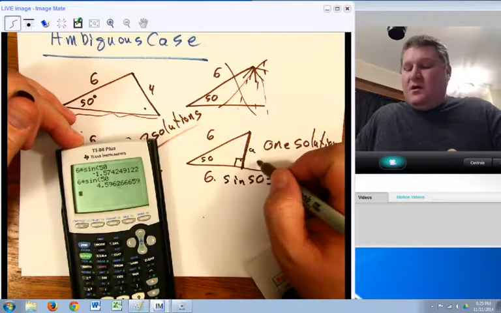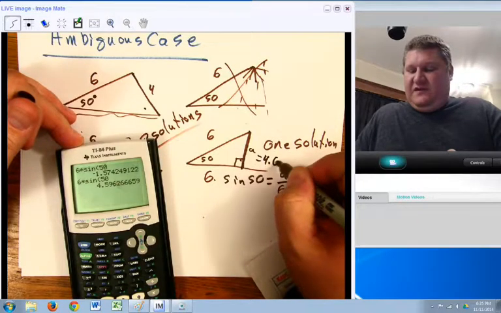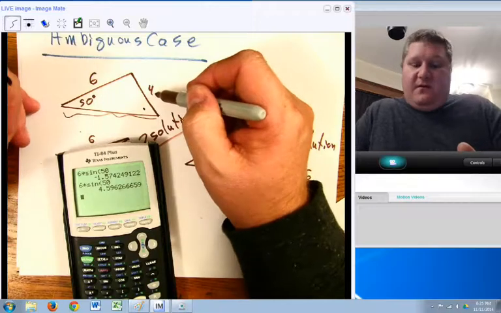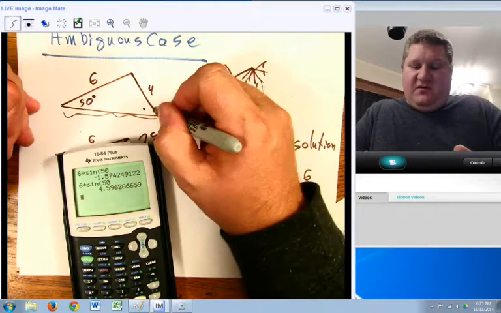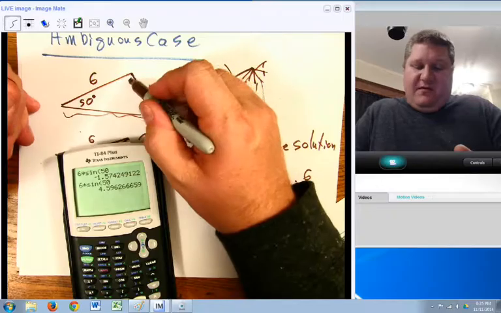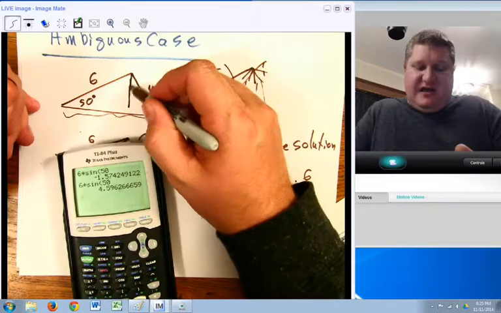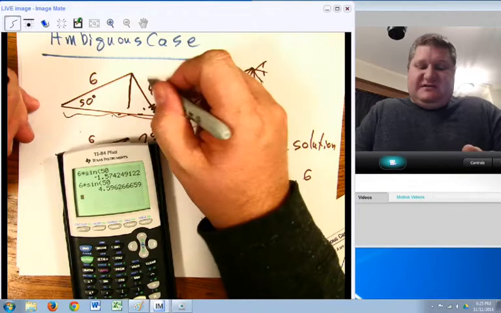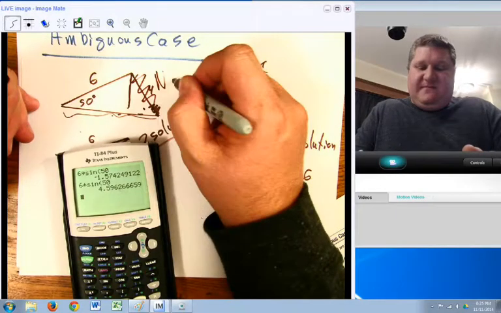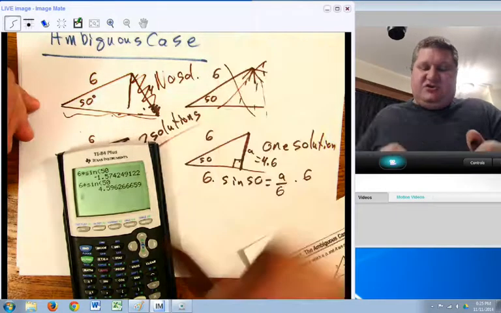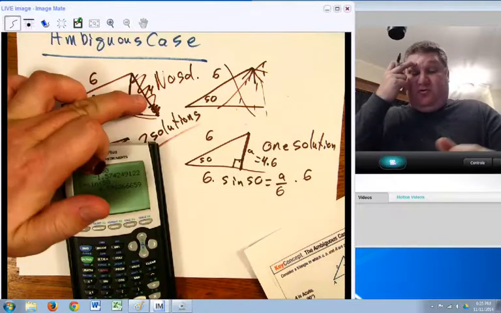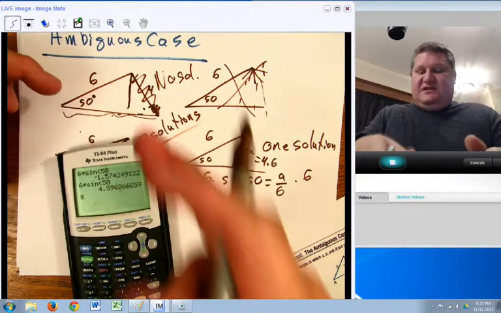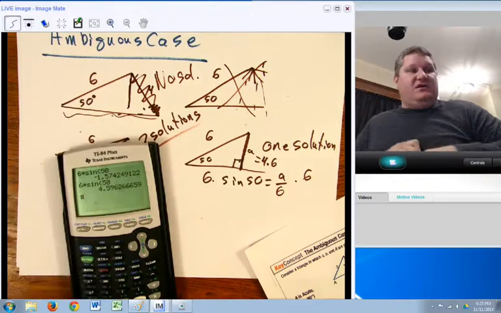Schnooker. Because if this has to be 4.6 for it to be a right angle, what's true about our 4? Well, unfortunately, our 4 wouldn't be drawn to scale. Our 4 would come up short, and it would just hang here limply without ever getting to the side. So in this case, it is a no solution. It is shorter than 6, and it's not long enough to make a 90. So in this case, we would have no solution.